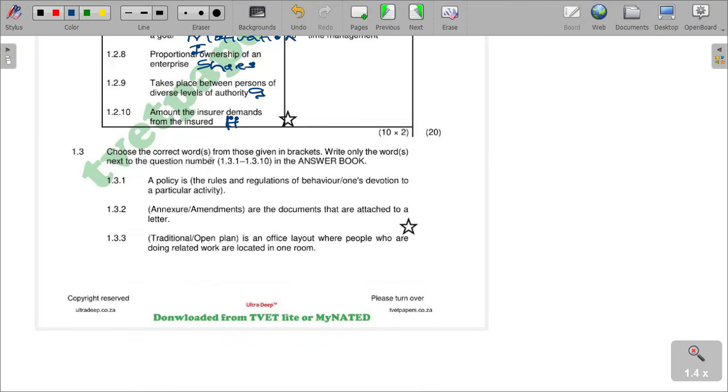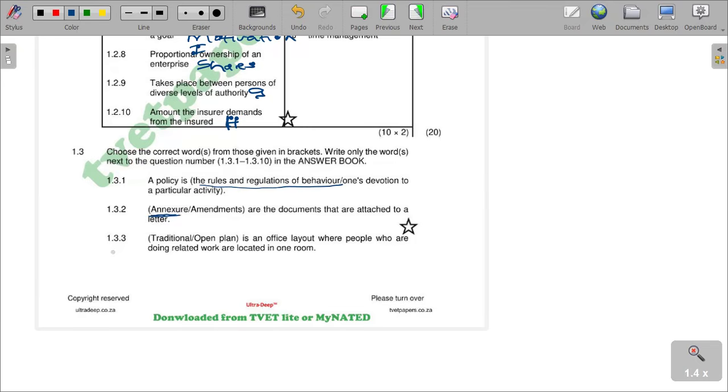Choose the correct word from those given in brackets. Write only the word next to the question number. 1.31. A policy is the rules and regulations of behavior. 1.32. Annexures are the documents that are attached to a letter. That's what we call annexure.